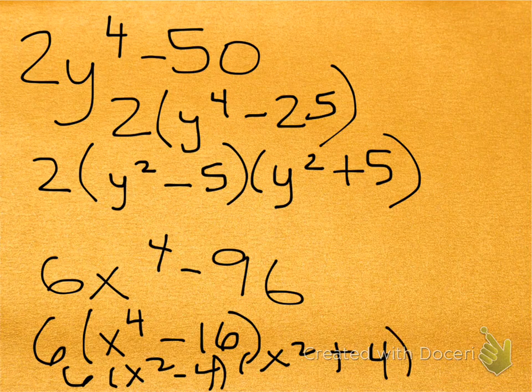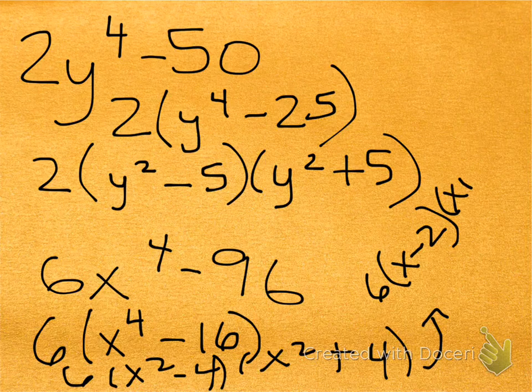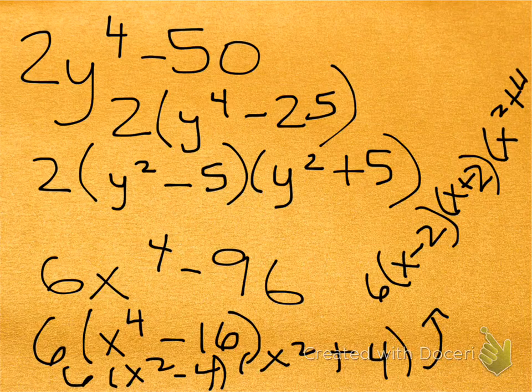And then again, 4 is a perfect square, so we can keep going with the first set of parentheses even more. So we have 6 times x minus 2 times x plus 2, and then we leave the last set of parentheses as x squared plus 4.